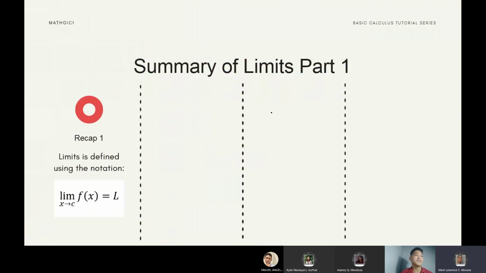Summary of limits. Recap number one: limit is defined using the notation. We can read this notation as the limit of f of x as x approaches c is equal to L. Recap number two: limits can be estimated using tables. We can estimate the limit by using a table of values, as we did earlier. We solve the left hand side, with values less than c but closer to c, and the right hand side, with values greater than c but closer to c.